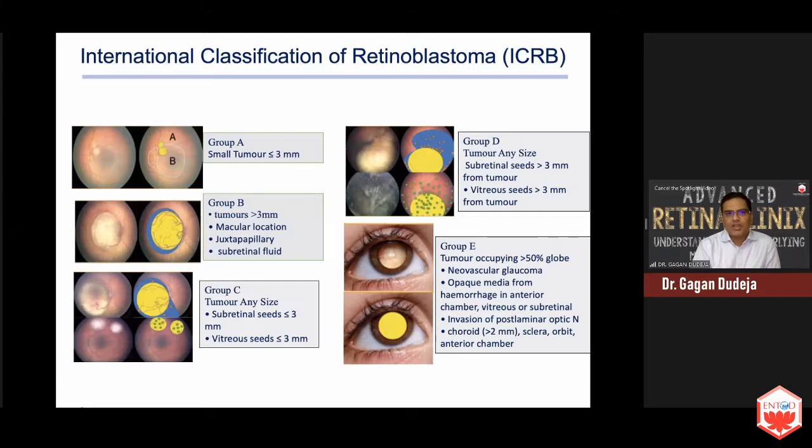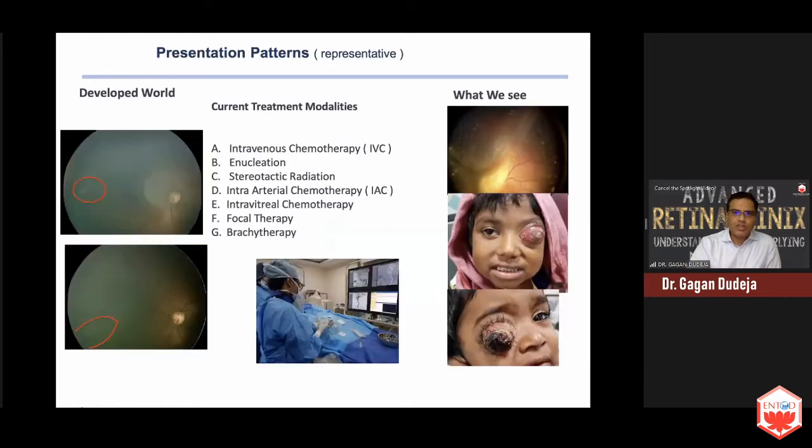Clinically, just to recap, we use a commonly used classification, ICRB or IIRC. We divide them into groups A, B, C, D, E. Just to simplify, A is the smallest tumor you can see and E is an extensive disease. One of the problems which we face in India is the different presentation pattern. In the developed world, what you will see is group A conditions like this, small tumors, easily treatable, 99-100% prognosis, no issues.